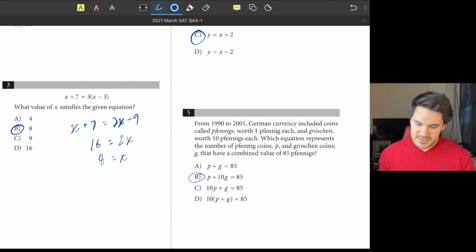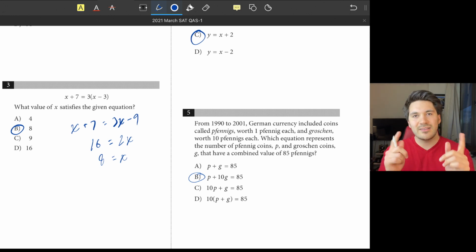Because since the groschen is worth 10 pfennigs, to get the total number of pfennigs, we have to multiply the number of groschens by 10, add it to the number of pfennigs, and that should give us 85 as per the question.